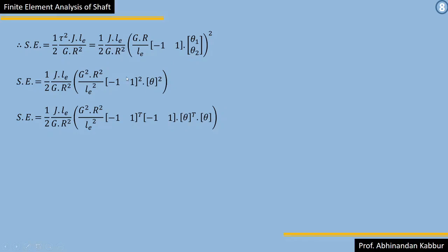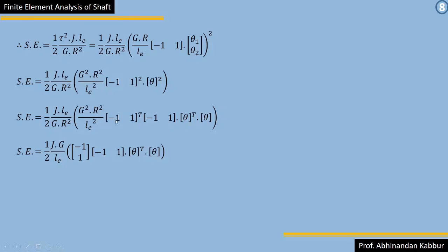Now squaring a matrix, we already know, is nothing but multiplying that matrix with its own transpose. Similarly, the displacement matrix square is nothing but multiplying it with its own transpose. So this is how we apply the square. Now once this is done, R square gets cancelled, one G gets cancelled, and one Le gets cancelled. So we are left with half, J as it is, one G, and one Le.